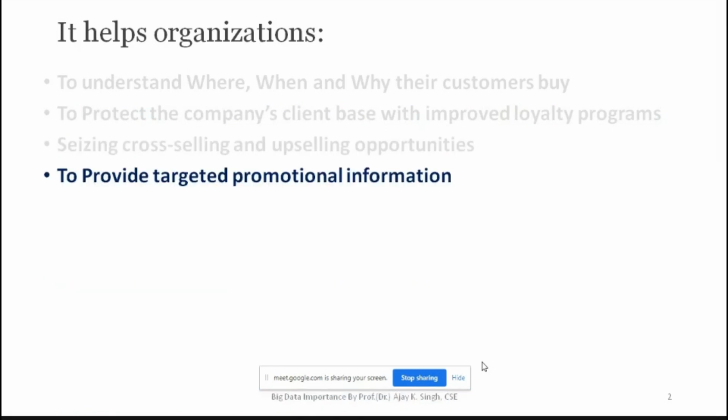Provide targeted promotional information. So we are going to target, isn't it? By using this big data, the entire business is really taking a new shape. It is going to provide targeted promotional information. If I'm going to target, suppose this time my turnover was this much, next time I'm going to increase the turnover of my company. So in this way, by seeing the big data, we are going to enhance our turnover.